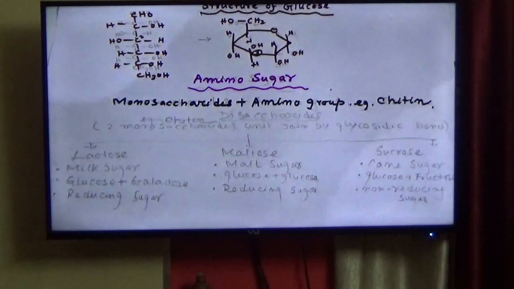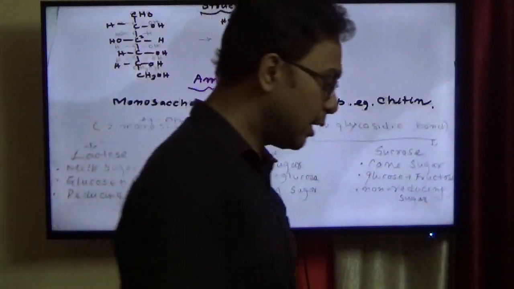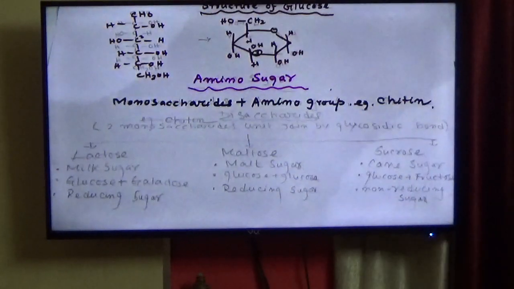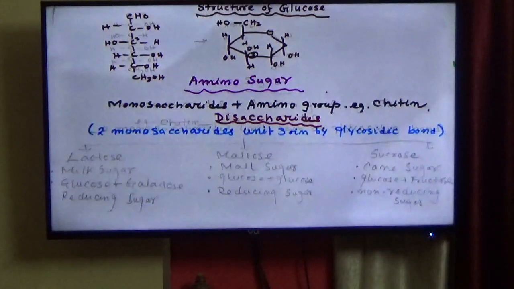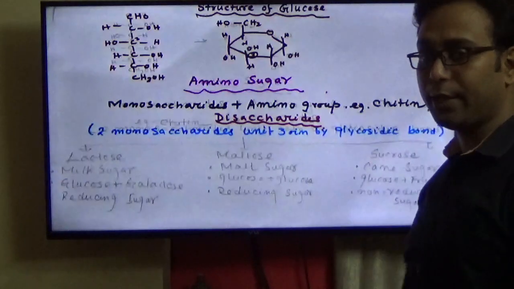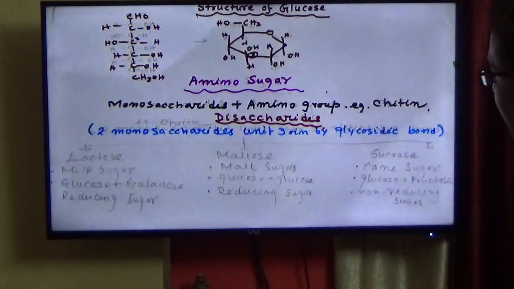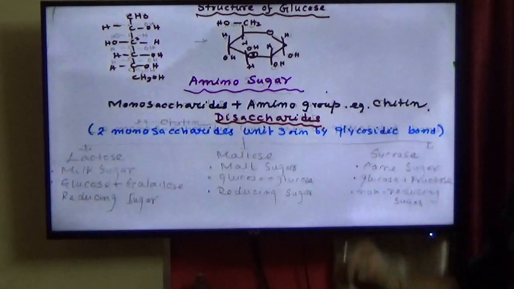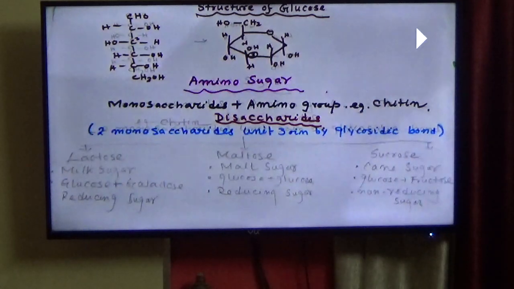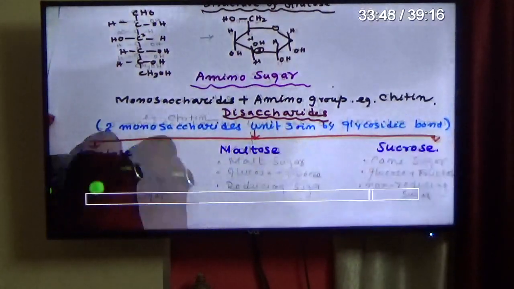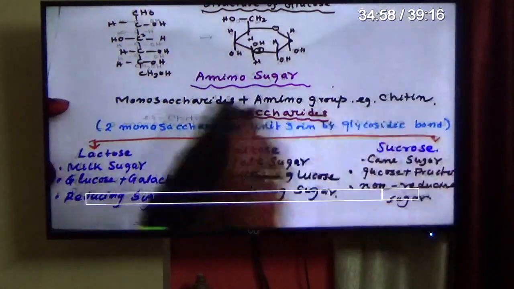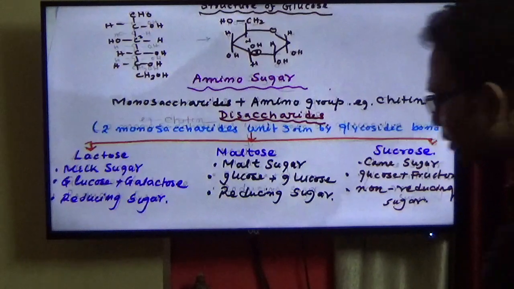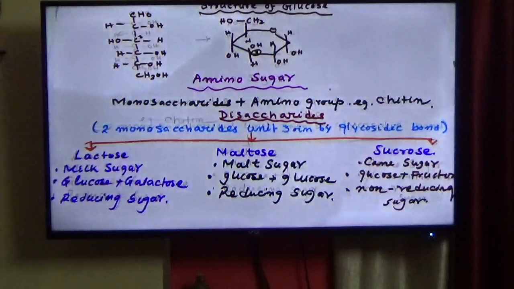Next, the most important question is the disaccharide. Di means two sugar units, or monosaccharide units, are joined together. This is called a disaccharide. 2 monosaccharide units, but what type of bond is present in their structure? That is a glycosidic bond. In our class 11 syllabus, the disaccharides are classified with 3 examples: lactose, maltose and sucrose. Those are the 3 important examples of disaccharides.